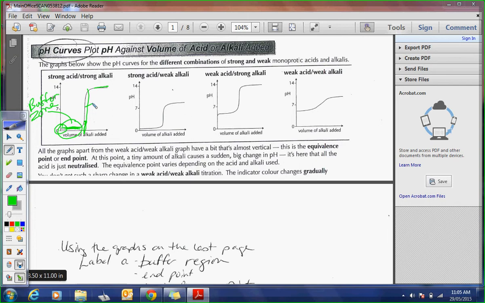So the end point was where we ended the titration. What do you think the equivalence point means? What's equal? When the acid... pH isn't always neutral, that's the problem.